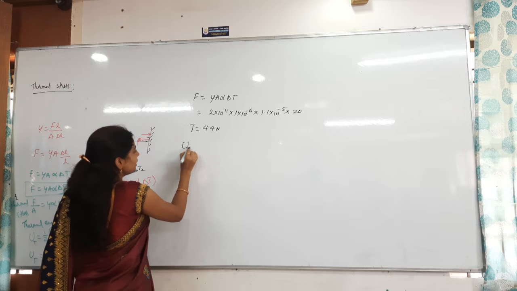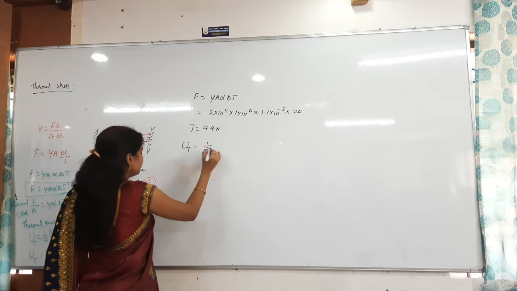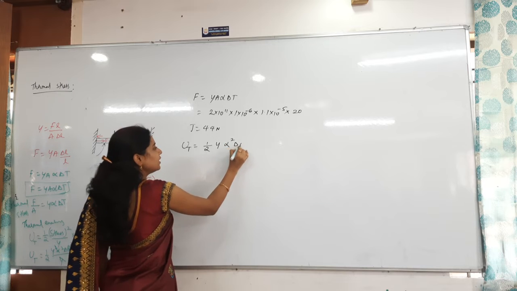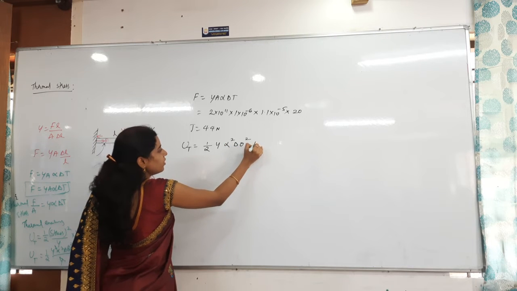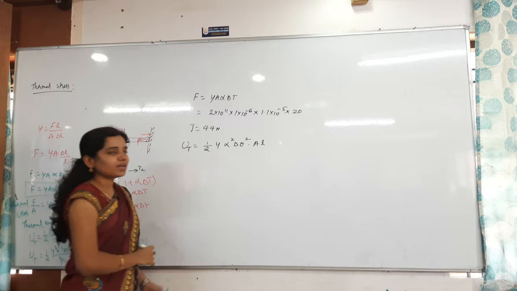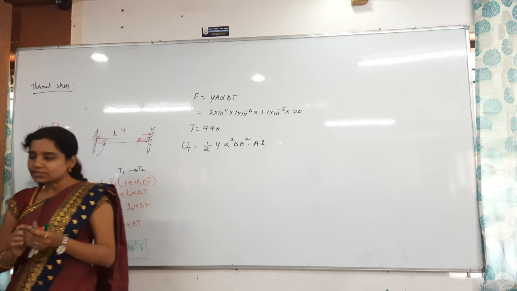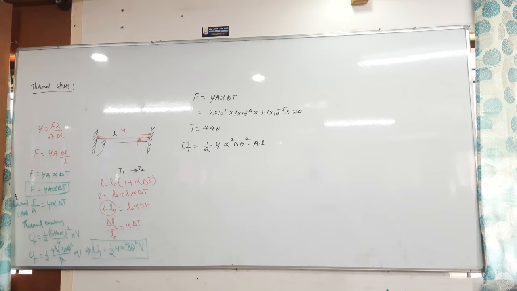Then thermal energy, you have to calculate, nothing but half into Y alpha square into delta theta square into the volume. Volume is nothing but what? Area into length, because length is given there. How much length is given? 20 centimeters. Substitute and then you will get the answer. What is the answer you got? Approximately 196 is the answer.